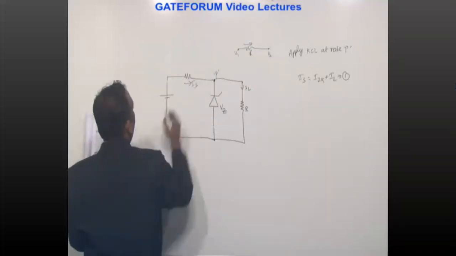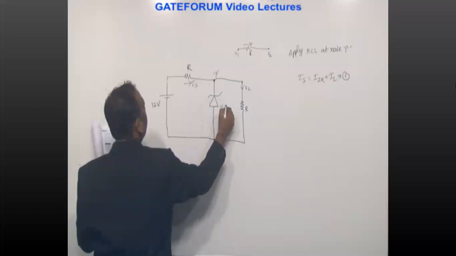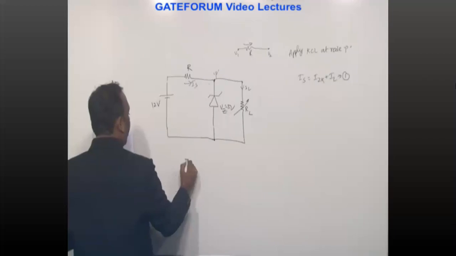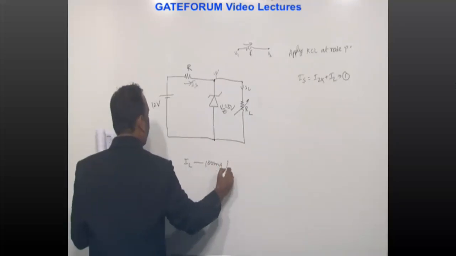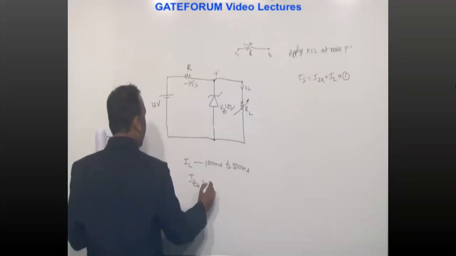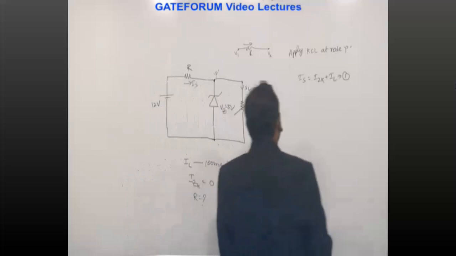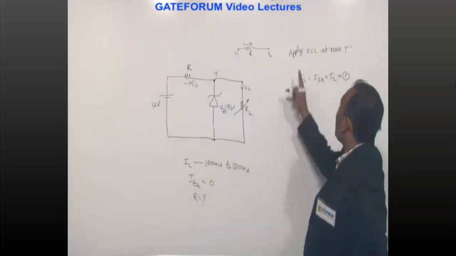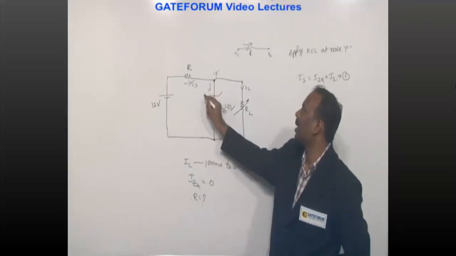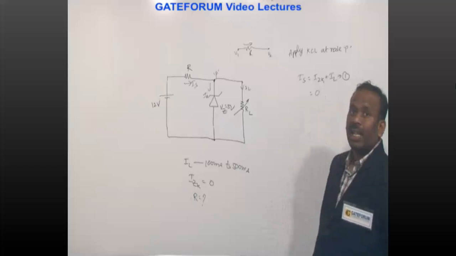Here this value is R, you are asked to find out the value of R. Here it is given as 12 volts, here it is given as 5 volts, this RL value is changing. So it is given, IL will vary from 100 milliamperes to 500 milliamperes. IZK is negligible, zero. Find the value of R. See, once again same thing. Apply KCL at node P, Is is entering, Iz is leaving, IL is leaving. Here IZK is negligible, zero.